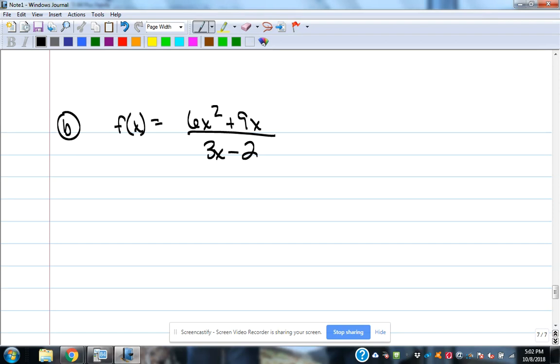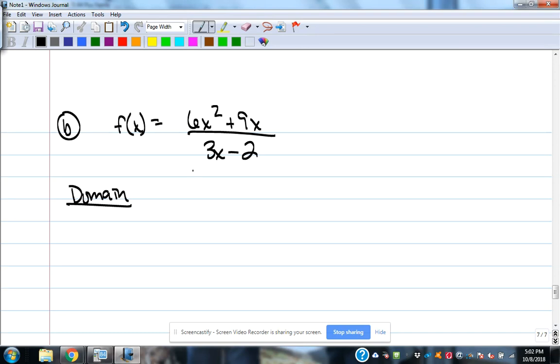Just looking at the original, what do we know about the degrees? The degree of the top is 1 more than the degree of the bottom. That tells us we're going to have what? An oblique, which means we're going to have to do some long division, which is okay because we need to practice and we need to see that.